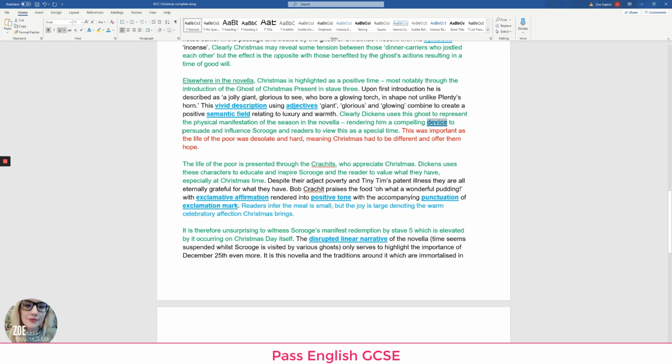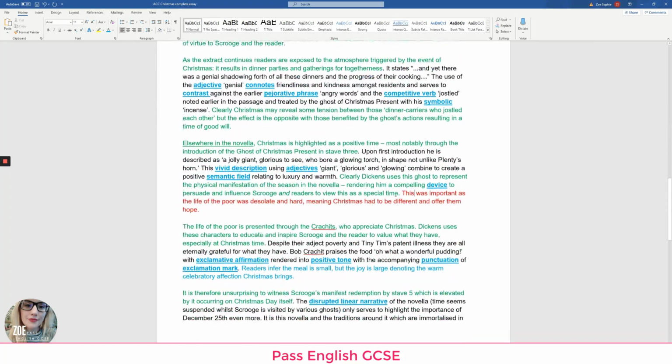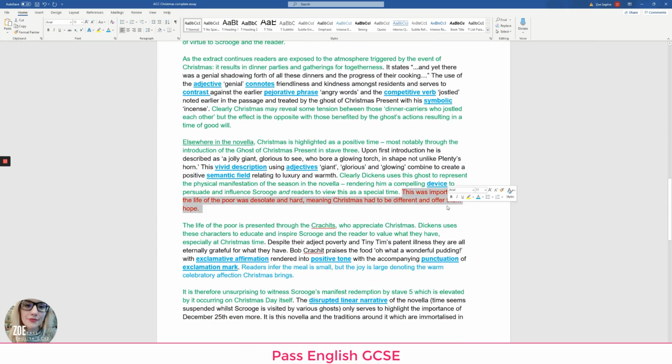Technique to persuade and influence Scrooge and readers, because Scrooge, as well as the reader, are taken on this sort of journey. So if you've got a reader that agrees with Scrooge's views at the beginning, or at least doesn't want to support the poor, Dickens is hoping to change hearts and minds by writing this, to view Christmas as a special time. Then I put a context point. Now, you don't have to put context in everything. Look, I haven't put it in 2 and 3, but I thought, do you know what, I better put it here, draw it all together.